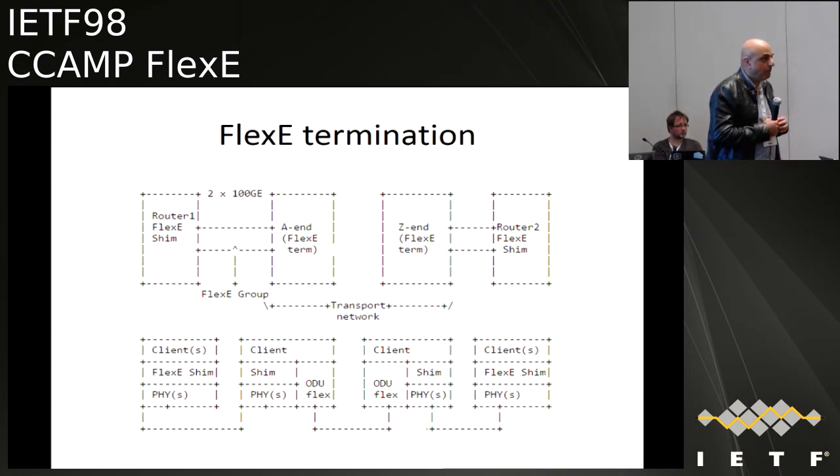I have a question not related to this: is there a limited number of clients a FlexE group can get? I have to check. Each client has, I think, a 16-bit field, if I remember. Each client, as you're mapping, is identified by an ID. I think the 16-bit field is quite large, but I think we have to check.